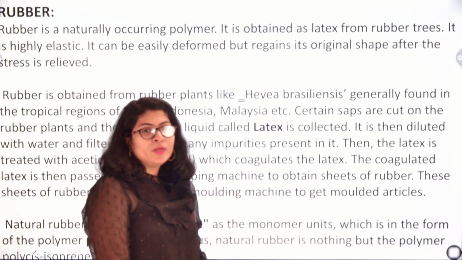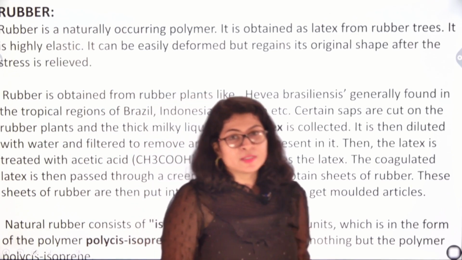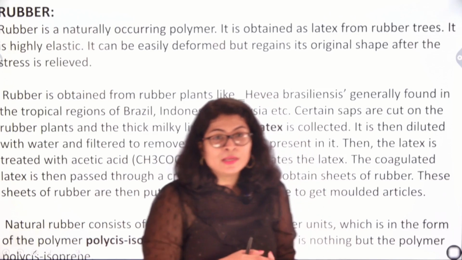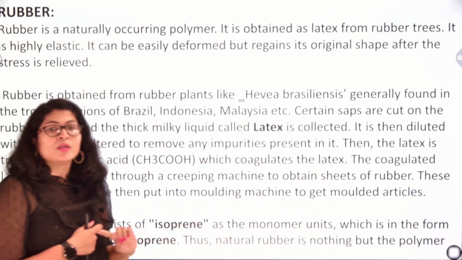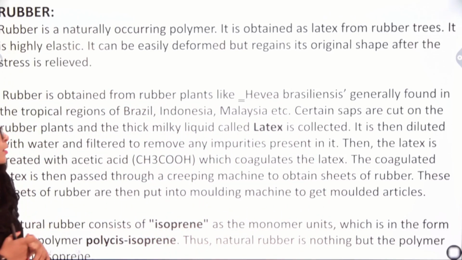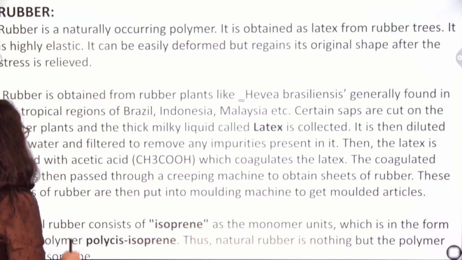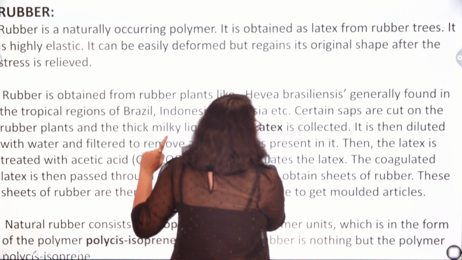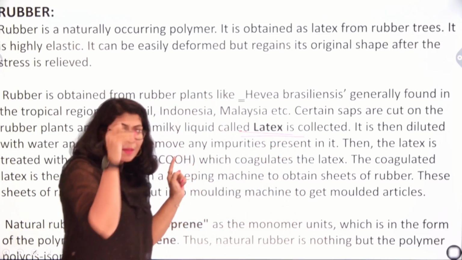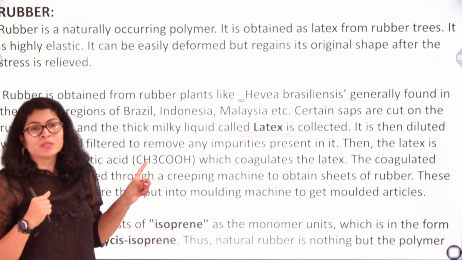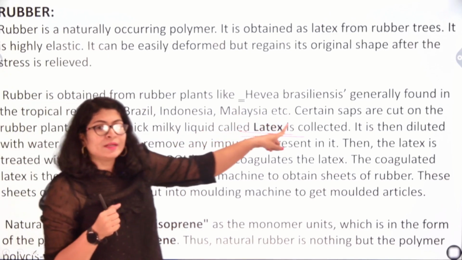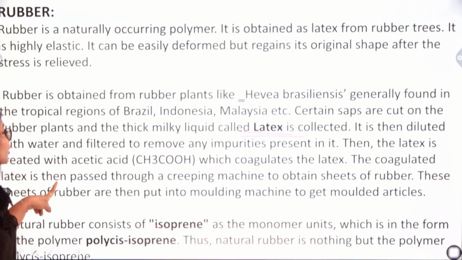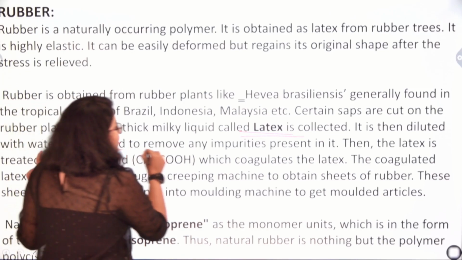Rubber is obtained from rubber plants like Hevea brasiliensis, generally found in the tropical regions of Brazil, Indonesia and Malaysia. Saps are cut on the rubber plants, and the thick milky liquid that comes out is called latex. This latex is then extracted. It is diluted with water and filtered to remove any impurities present in it.